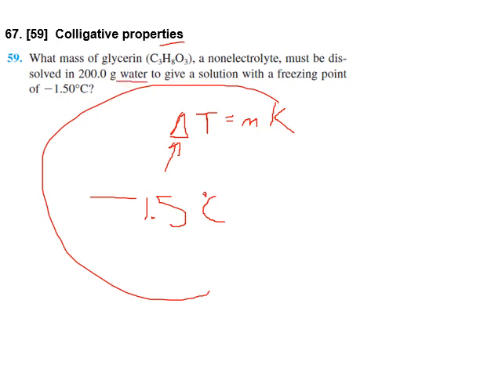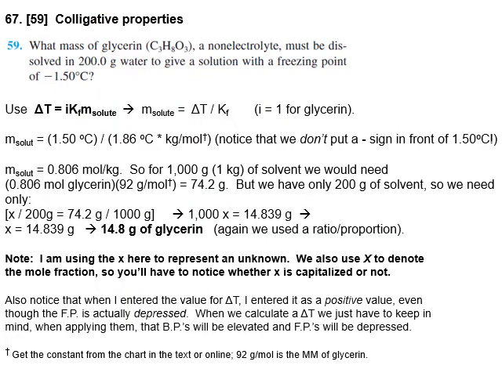And then what we can do is multiply that by 0.2 because we don't actually have 1 kilogram. So if we multiply that number by 0.2 kilograms, then the kilograms are going to cancel, and that's going to give us the number of moles of glycerin. And then it just remains to convert moles of glycerin to mass of glycerin by multiplying by the molar mass. So let's go ahead and go to the answer.